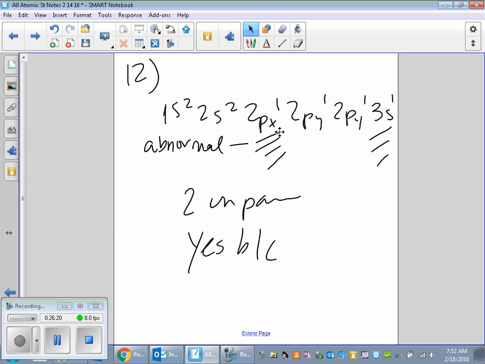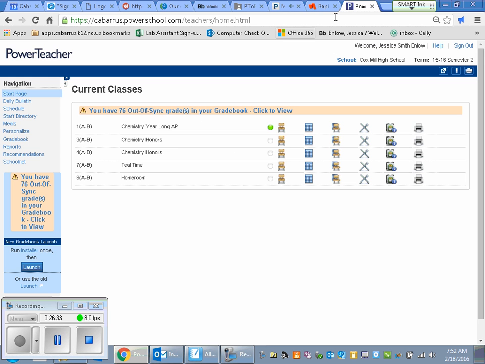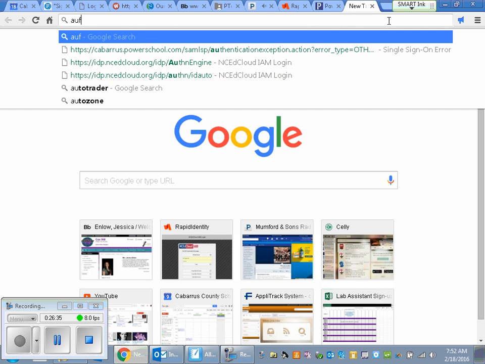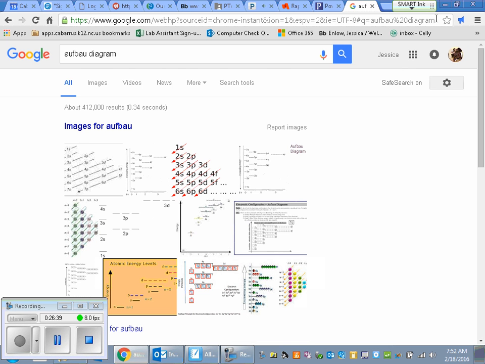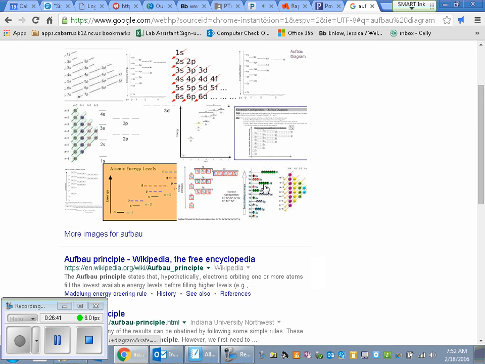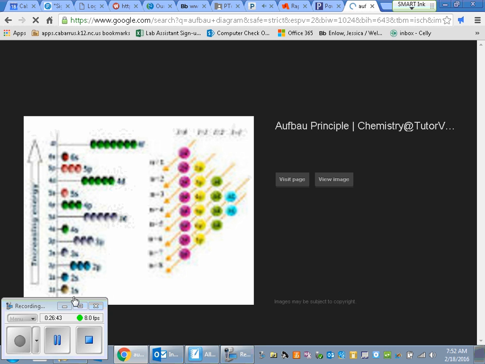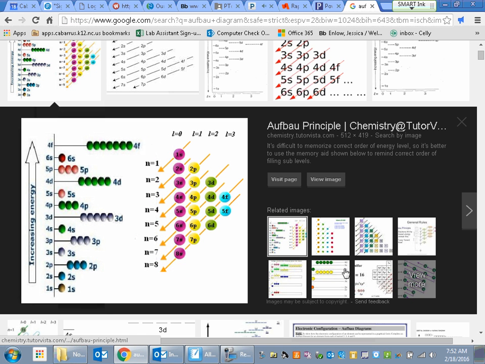And one more question. With the P one, why does it start over? Because of the Aufbau principle, the Aufbau diagram. He's the one who decided the fate. So it's because literally the energies of these orbitals follow this pattern.